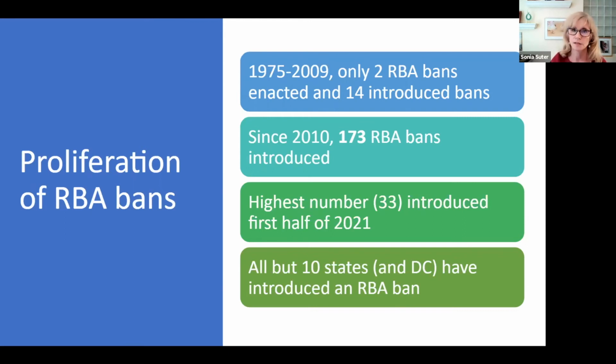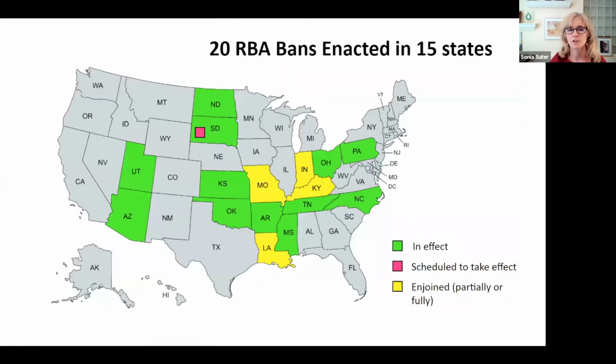And since 2010, 173 bills have been introduced, with the highest number, 33, just in the first half of this year. Next slide, please. So far, 20 bans have been enacted in 15 states. The green ones are the laws that are in effect. 1 is scheduled to take effect in pink, and then 6 have been partially or fully blocked by the courts.